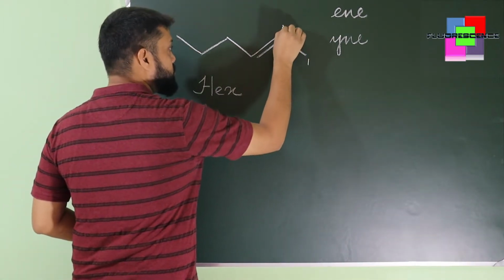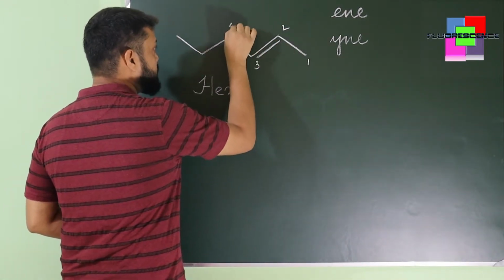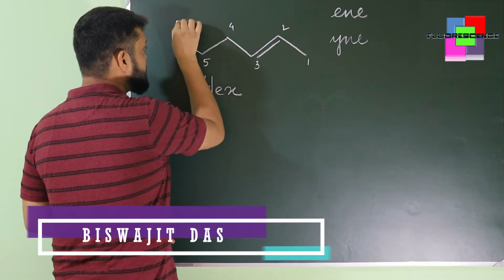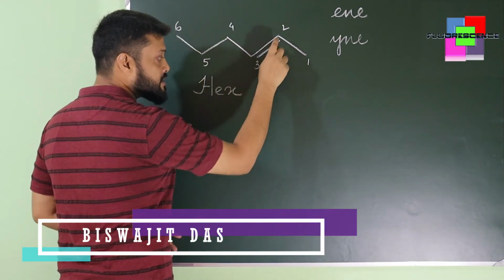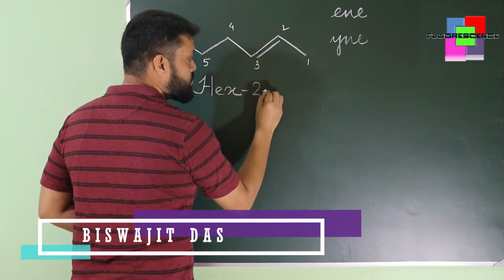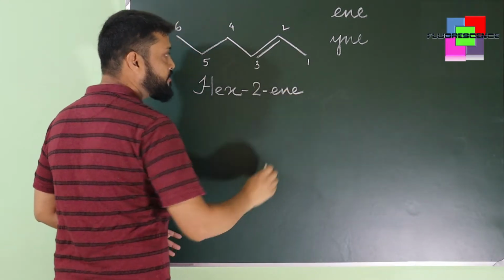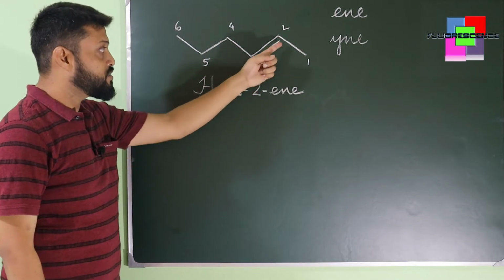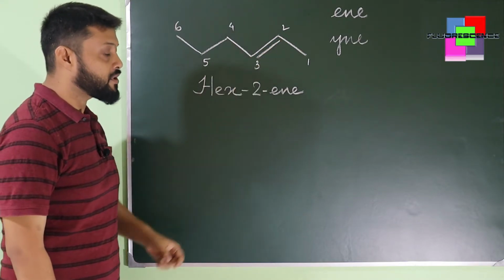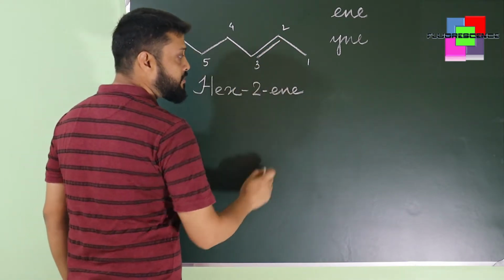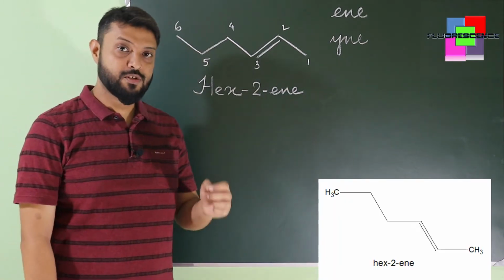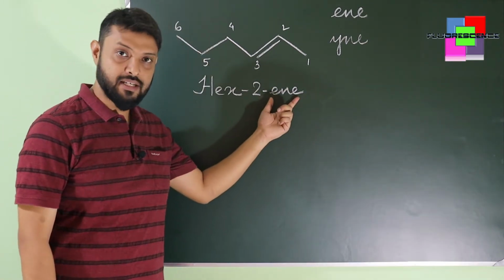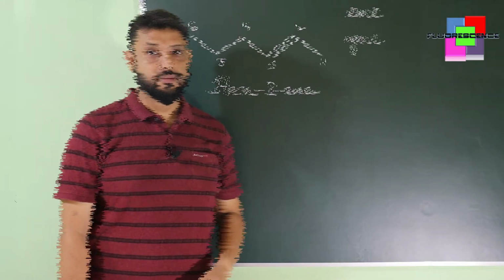So 1, 2, 3, 4, 5, 6. So hex, 2, ene. Hex, 1, 2, 3, 4, 5, 6, hex. Then 2, because the double bond is starting from position 2, and since it's a double bond, we'll end with "-ene". If it's a triple bond, we would have ended with "-yne". Moving to the next one.